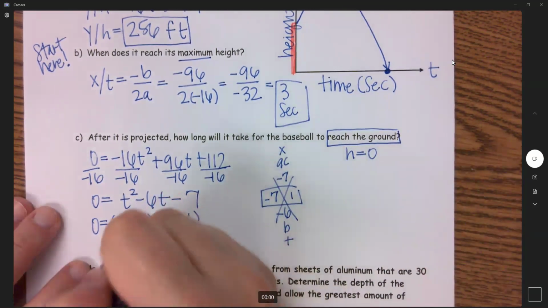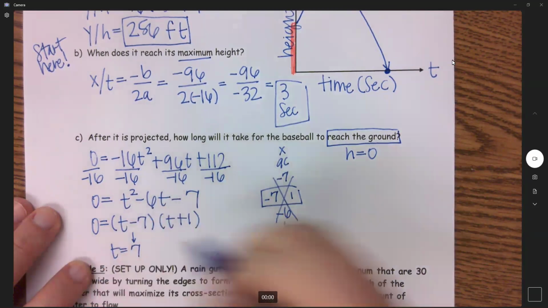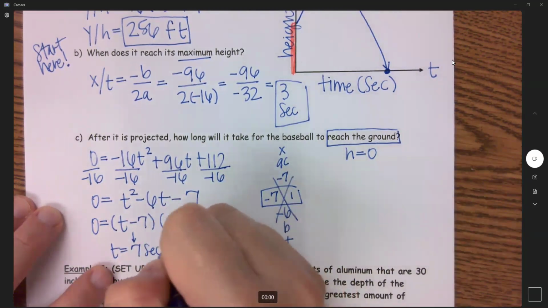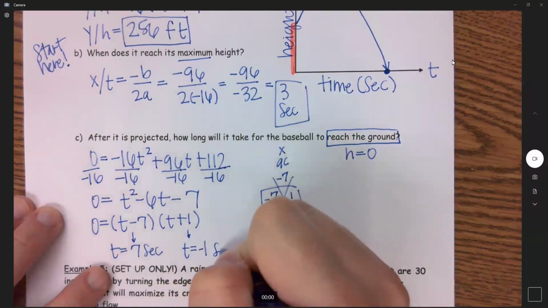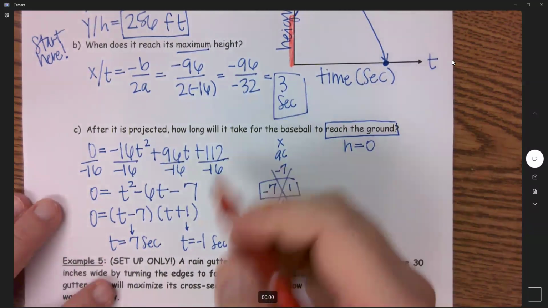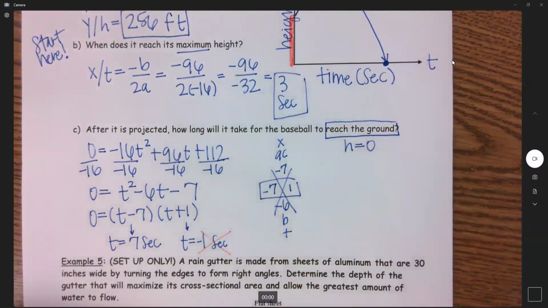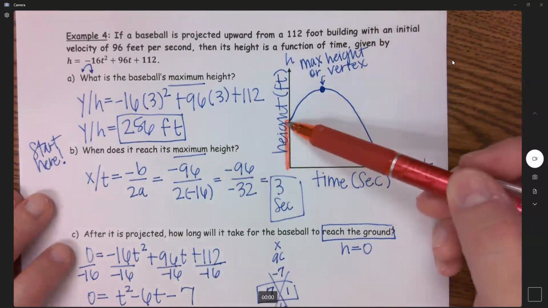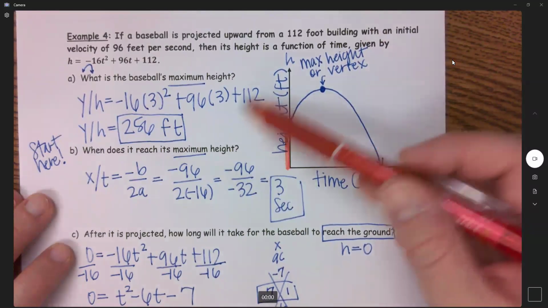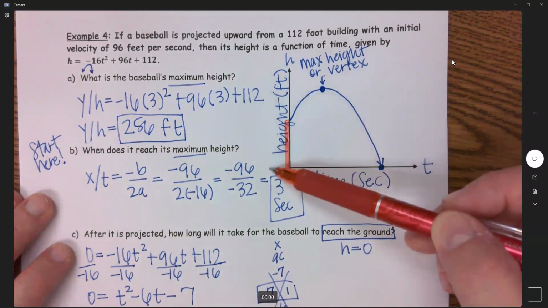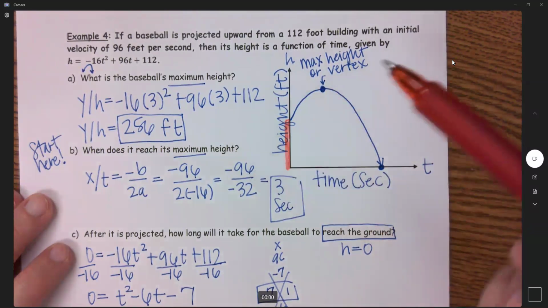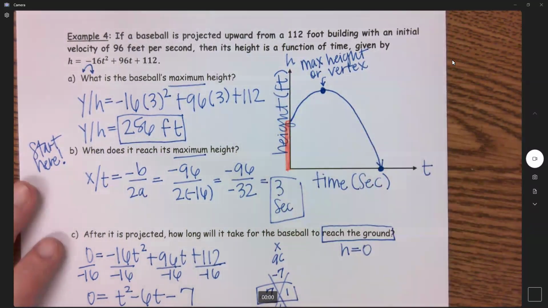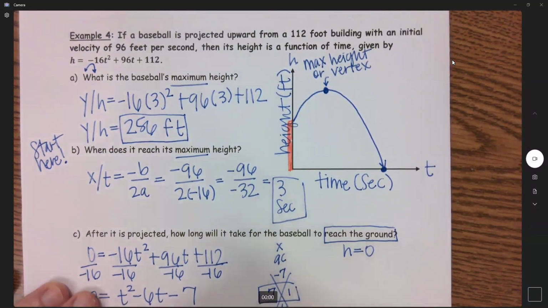And when we solve, we're going to get t equals 7. Again, my time is in seconds. Or t equals negative 1, which is still in seconds. This answer here does not make sense. If this continued into that second quadrant over here, it would cross right here at negative 1. But I can't really go back in time unless I make a time machine. So my answer here is 7 seconds.